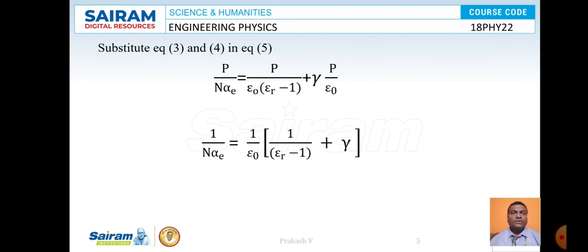Now substitute equation number 3 and 4 in equation number 5. We get P by N alpha E is equal to P by epsilon 0 into epsilon r minus 1 plus mu into P by epsilon 0. On simplification, here P cancels. So 1 by N alpha E is equal to 1 by epsilon 0 into 1 by epsilon r minus 1 plus mu.